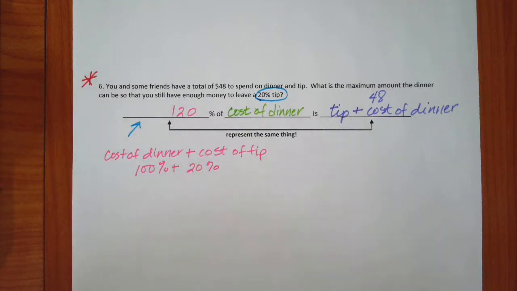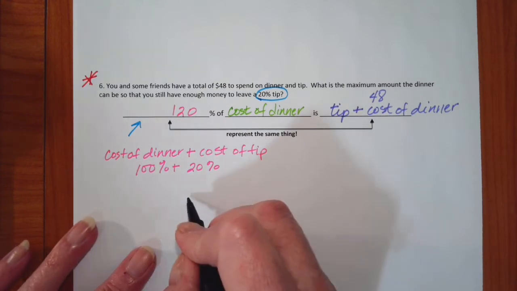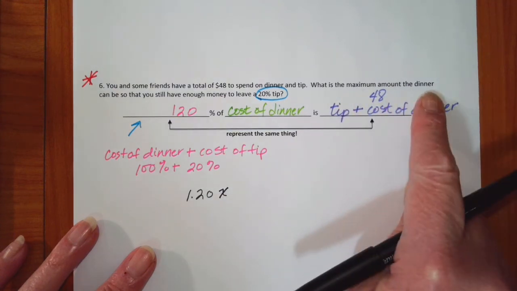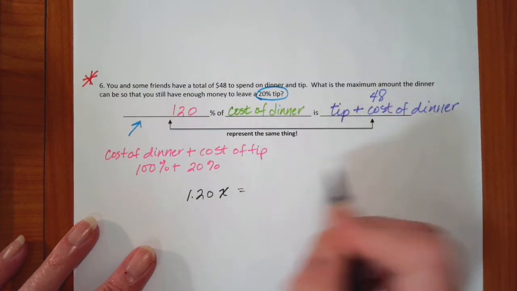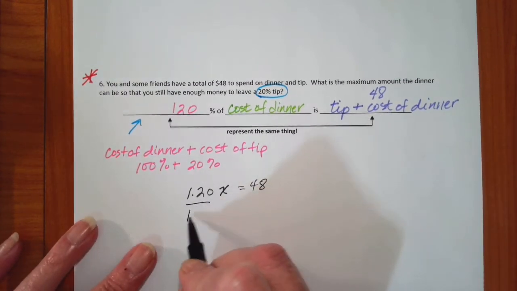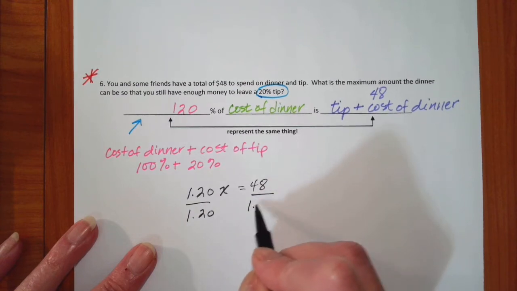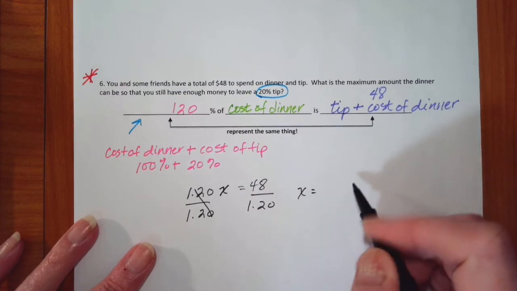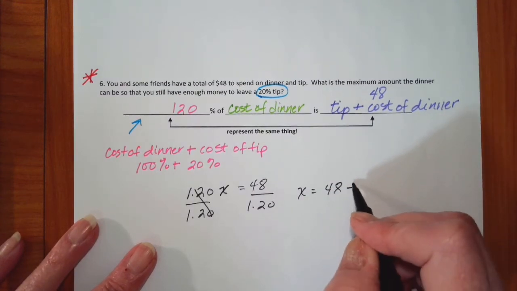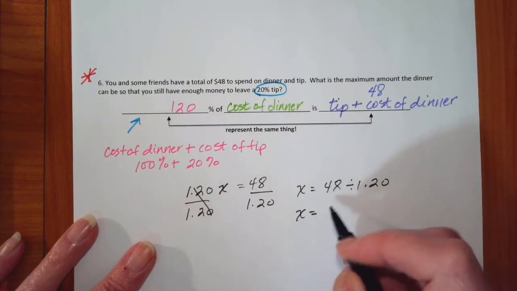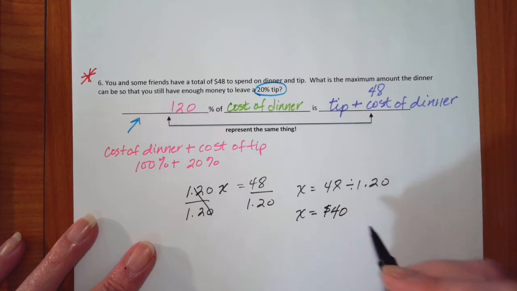Okay, so here I go. 1.20 times x, what is the maximum amount of the dinner, is the total cost of the dinner plus the tip. Divide by 1.20, divide by 1.20 in order to get that x by itself. So that means x is equal to 48 divided by 1.20, which tells me the cost of dinner is $40.